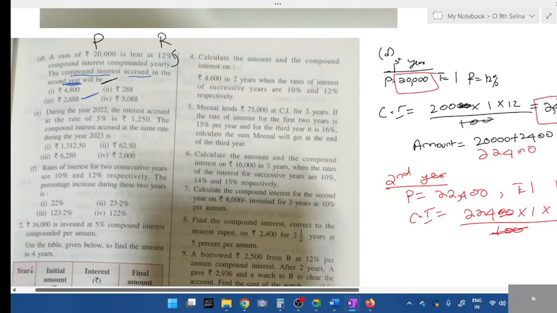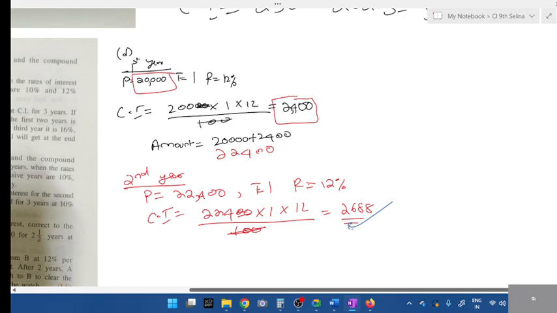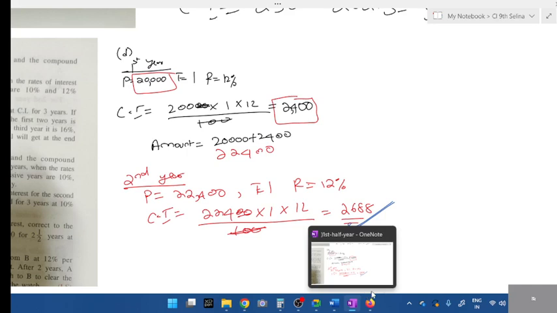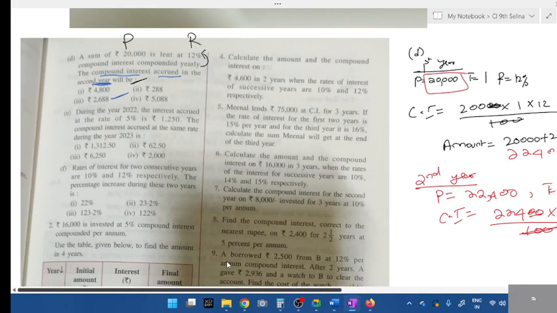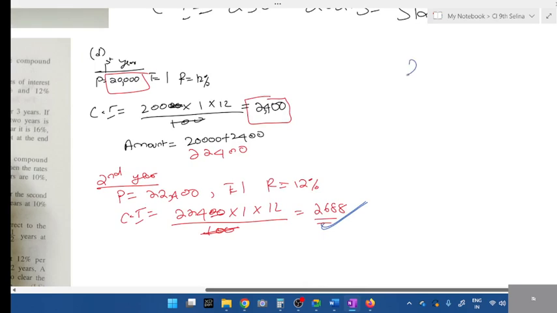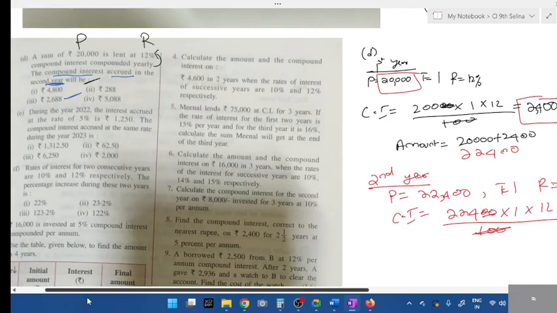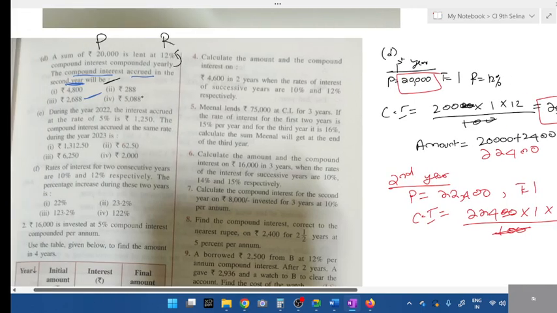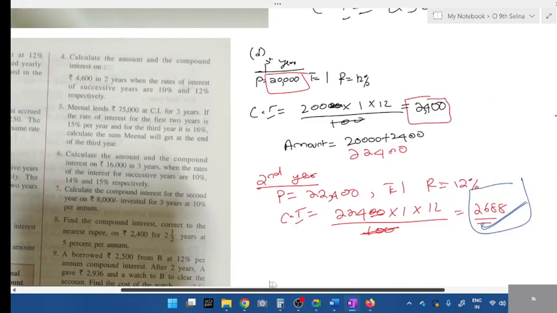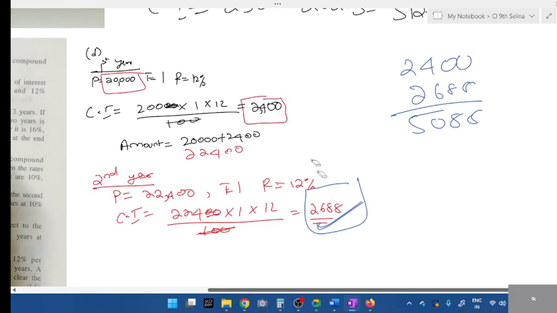What's the answer? You got 2,688. Is the answer correct? Option C. So don't get confused. They didn't ask for total compound interest. They specified the second year. So for the second year, just mark it. In spite of solving so much, if you try to add both, you get 5,088. Can you see the fourth option? Fourth one, students, we got the same, 5,088. After adding both years' interest, how much did we get?